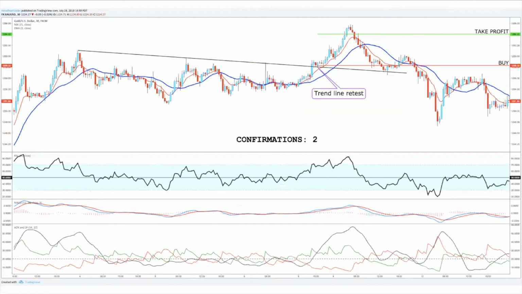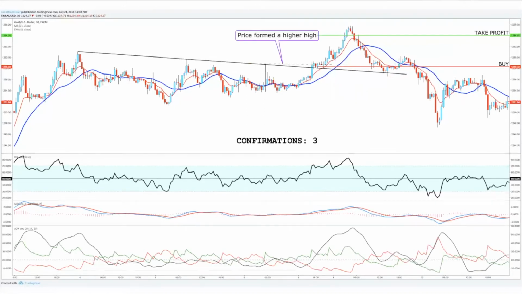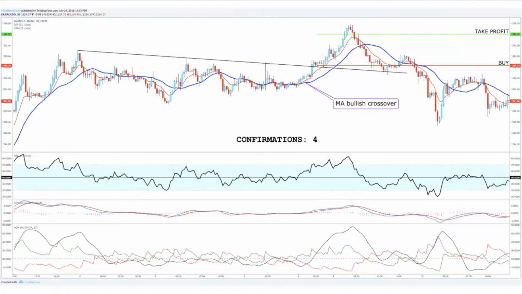Second confirmation was a trend line retest, trend line poked on it using it as support, showing that now price is comfortably above it. Price formed a higher high, indicating that price is in an uptrend, which means a good time to buy. Fourth confirmation, we saw the moving average had a bullish crossover.